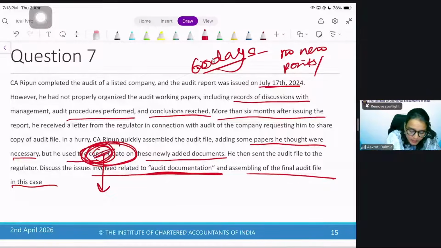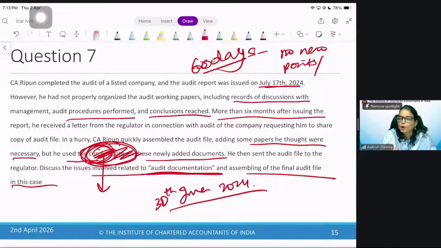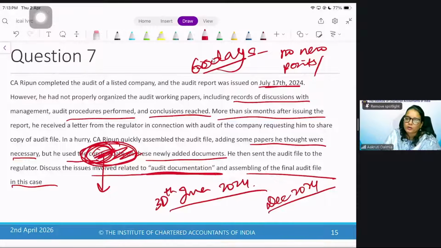But if he did not make any mistake in assembly, suppose you completed some audit on 30th June, okay, Astha? And then you forgot to do the file assembly. And suddenly in December, you got a notice to send your audit file. You very thoroughly, even after 6 months, assembled your file and sent it to them. So if it had the previous date, they would simply not have known. But still, as per standard, have you done something wrong?